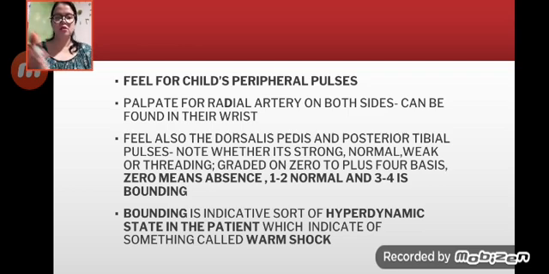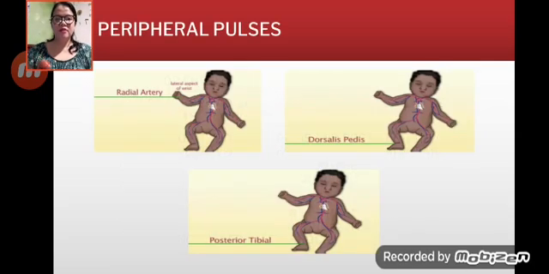Note whether it's strong, normal, weak, or thready, and grade it on a 0 to +4 basis. So 0 means absence of pulses, 1 to 2 is normal, and 3 to 4, which is bounding, is considered an indication of a hyperdynamic state in the patient, which indicates something called warm shock. So again, the peripheral pulses are the radial artery, the dorsalis pedis, and the posterior tibial pulses. So these are the peripheral pulses.